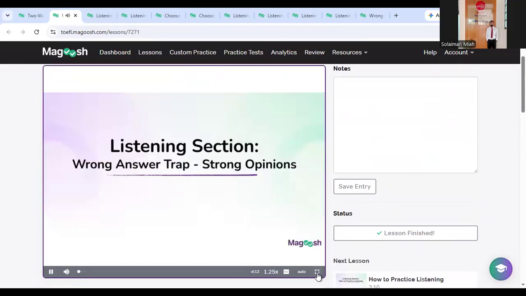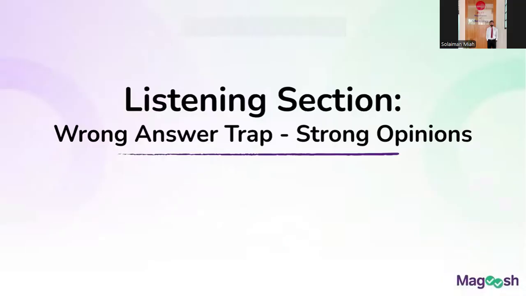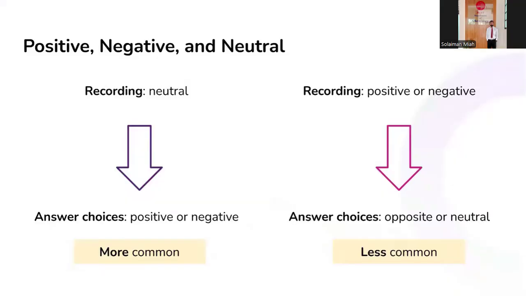We're talking in this video about a type of wrong answer that mixes up emotions and opinions. In general, this is about a lecture or a conversation in which someone has a positive, negative, or neutral opinion about something. And then, in the answer choices, we see it changed. In the audio that you listen to, a speaker may have an attitude toward a topic. Sometimes it's not a strong opinion, more neutral. Then, in the answer choices, that attitude is changed.